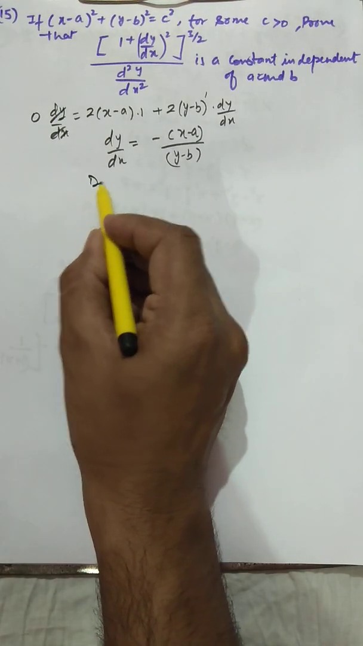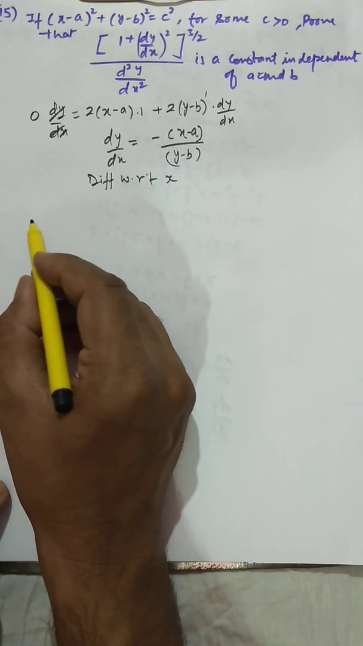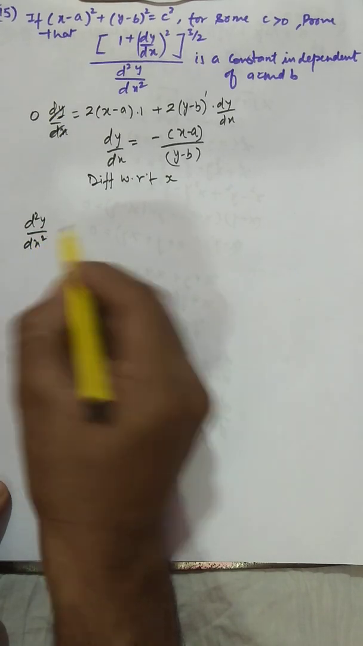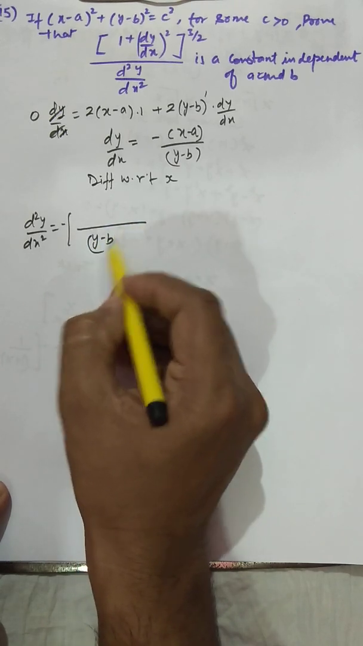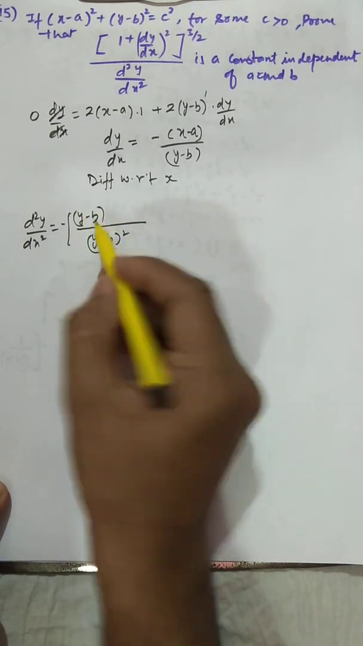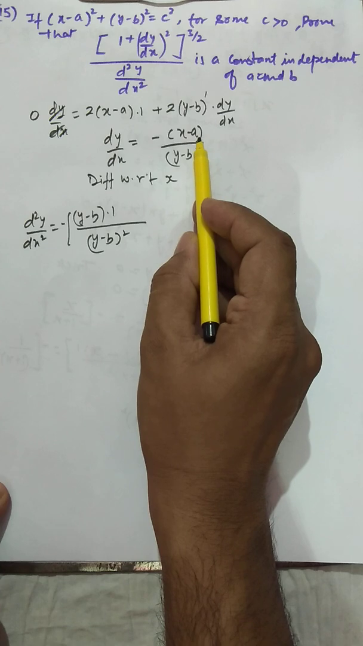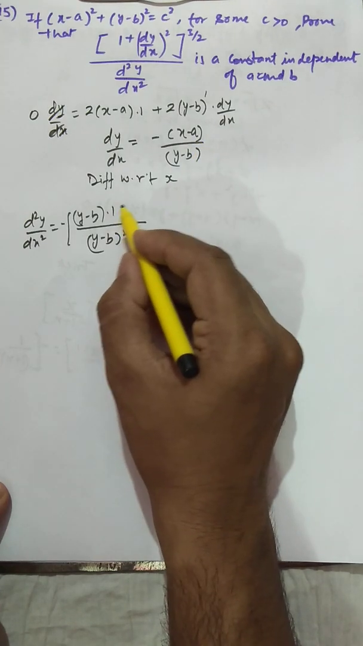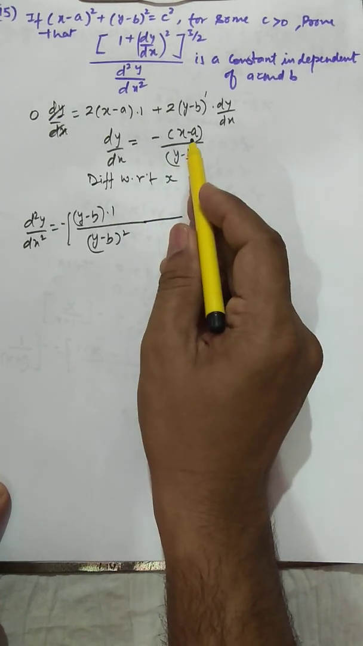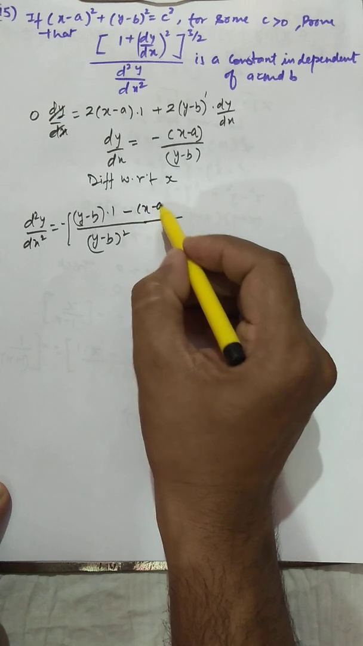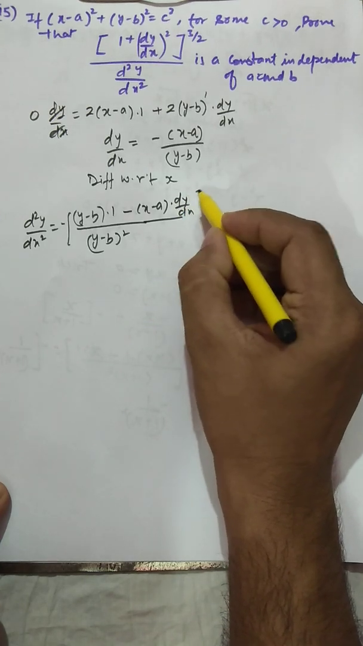Now you differentiate this again with respect to x. You are going to get the double derivative d square y upon dx square, and you can apply the quotient rule. So this is y minus b whole square, this is y minus b, and the derivative of x minus a will be 1, because the derivative of x is 1, and the derivative of a is 0, because a is constant. So minus 0, you write it or don't write it if you understood. Now next you do x minus a and the derivative of y minus b, which will be dy by dx.